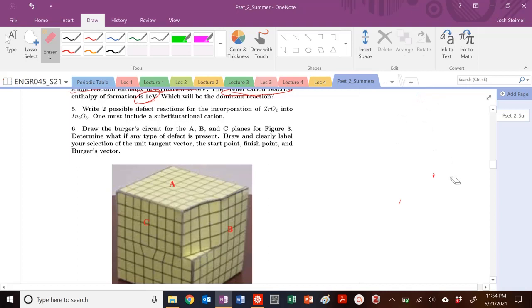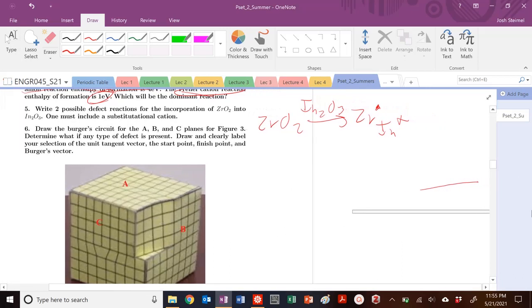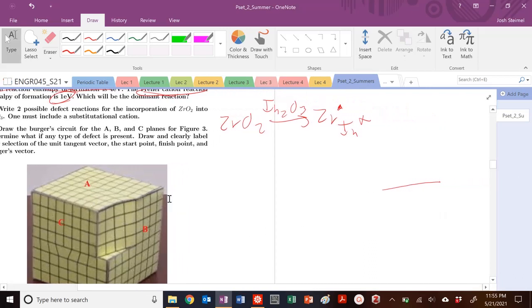So when we do that, I need to do ZrO2 into In2O3. So I need to do a substitutional cation. For 1 Zr, this is indium, 4 plus, 3 plus, so 1 here. Then I'm going to also add, let's try to scoot it over here so you can see indium oxide.